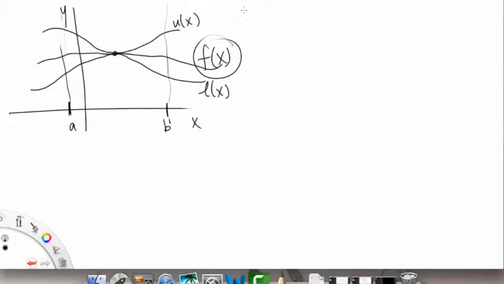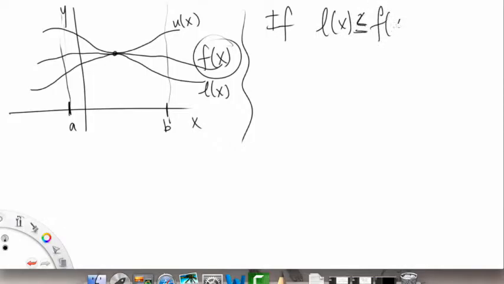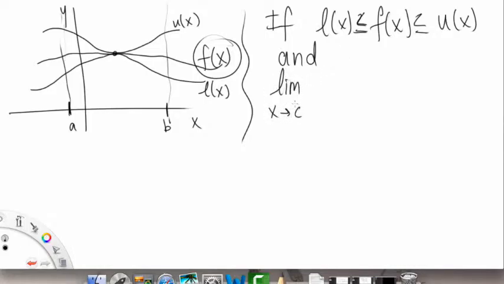Okay, so again, I'll state what the theorem is saying. If L of x is always less than or equal to f of x, which is always less than or equal to u of x, and this is on our interval a to b, right? And the limit as x goes to c, when c is contained in a and b, that symbol there means contained in, so that just means it's in between there somewhere. It's either a, b, or somewhere in the middle, okay?